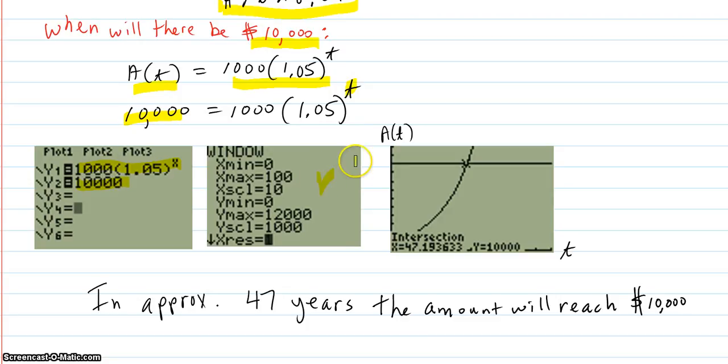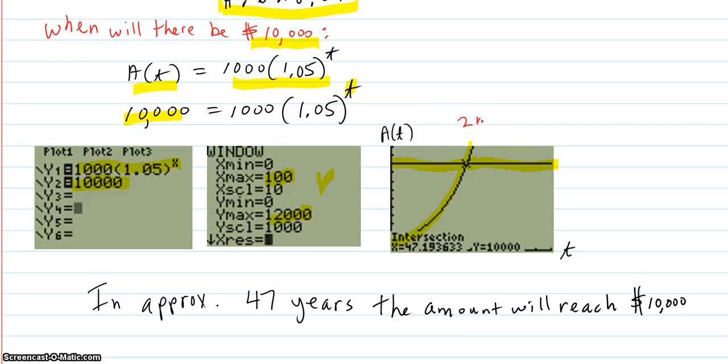This is the window that had to be used. We're trying to intersect with a y value of 10,000. So our y max has to be at least 10,000. That's why I put this. Then I just tried different x values until I saw the graph. So here's the function, and here's the $10,000 line, and they intersect.